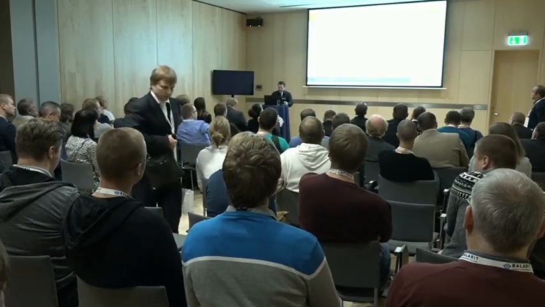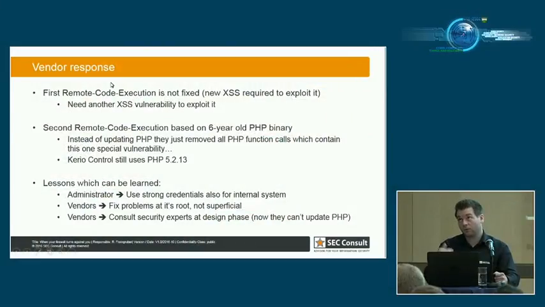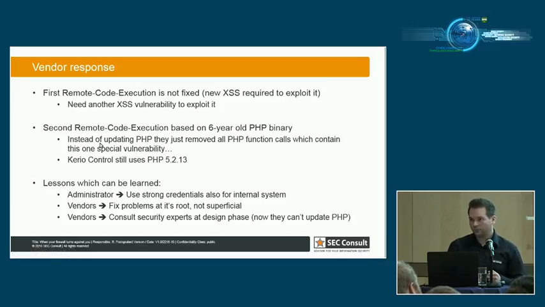For the first remote code execution, they now fixed our cross-site scripting payload. So for this one, you need a new cross-site scripting vulnerability to exploit it again. But for the second remote code execution, they just removed all code that unserializes. The problem is that they're still using a 6-year-old PHP binary. That means there are many other PHP functions which are still vulnerable and which you can still exploit, maybe also in the unauthenticated area, so you don't need any authentication. You can just start some fuzzing against this old version and exploit it.